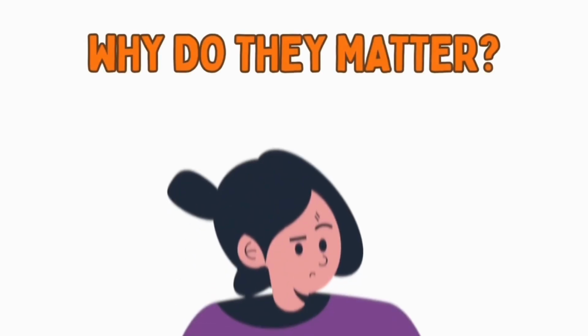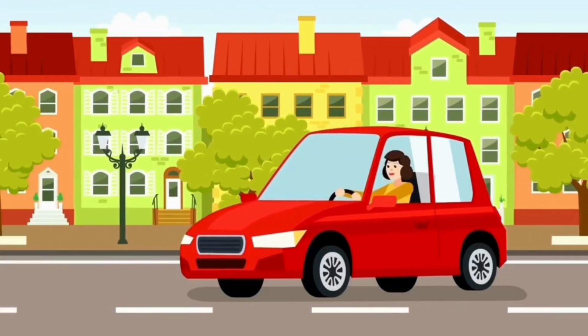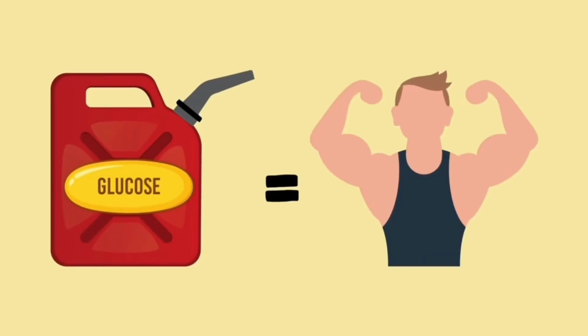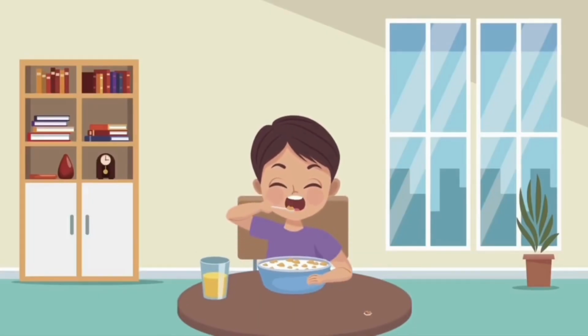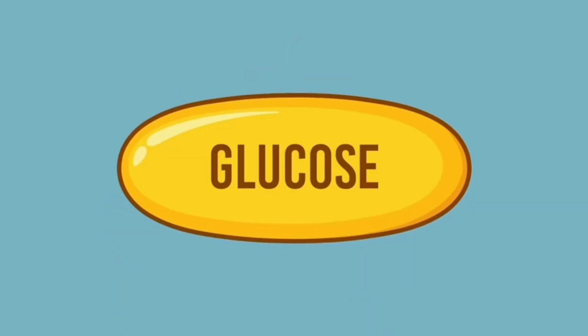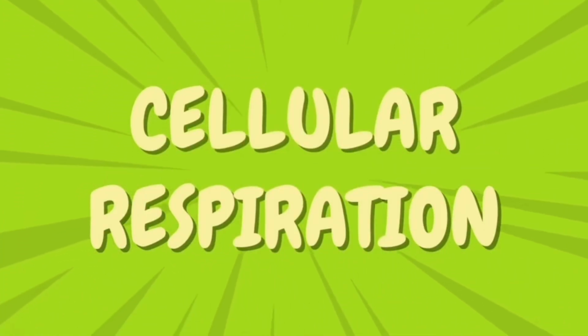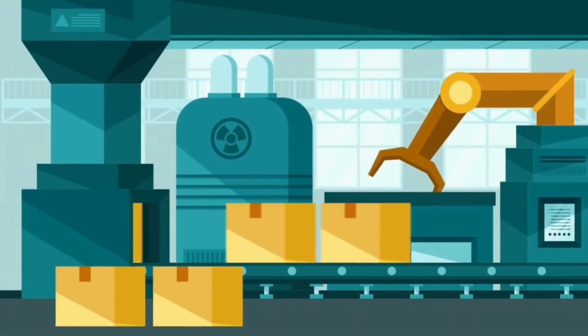So now that we know what monosaccharides are and how they are classified, let's talk about why they matter. Monosaccharides are essential for life. Their main job? They are the body's primary energy source. So think of glucose like fuel for your cells. Just like how gas powers a car, glucose powers your body. When you eat, your body breaks down carbohydrates into glucose, and that glucose gets used in a process called cellular respiration to produce energy.